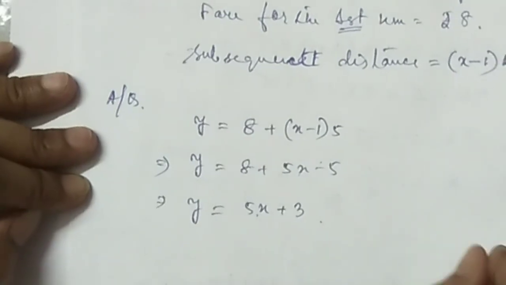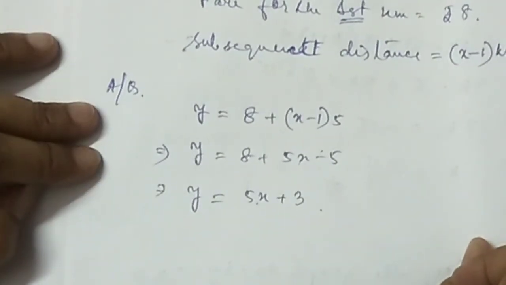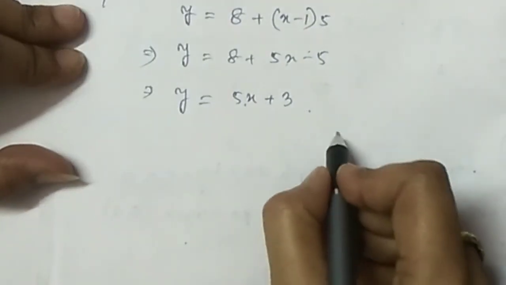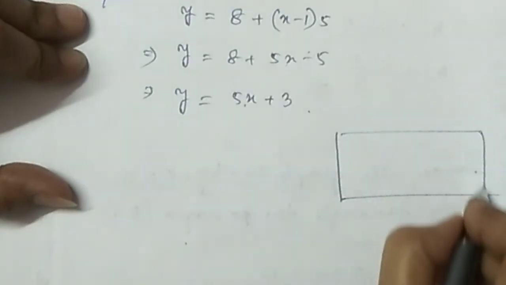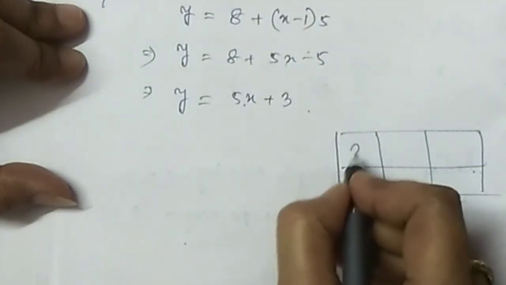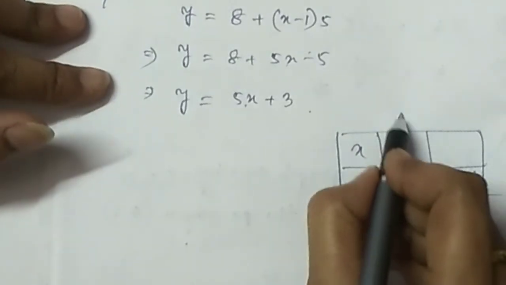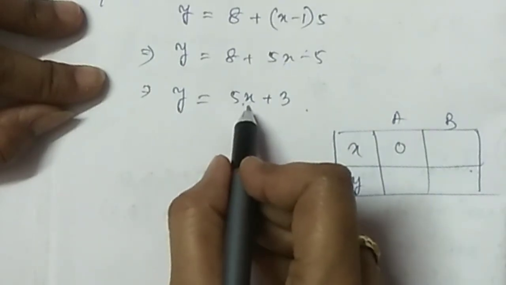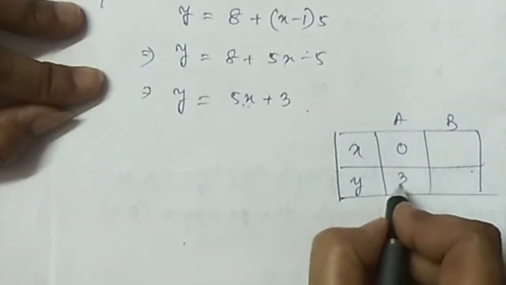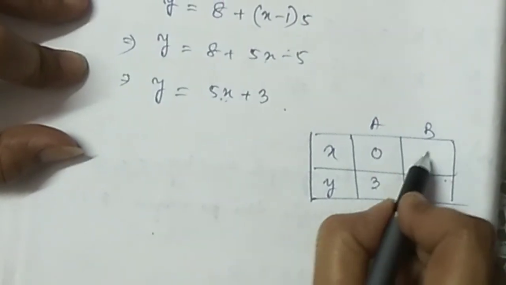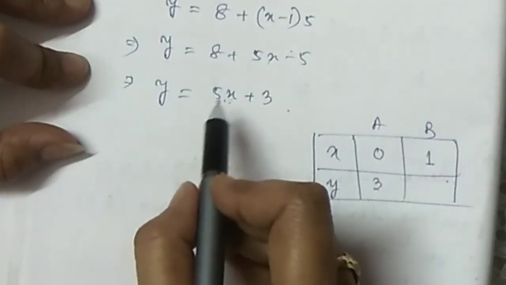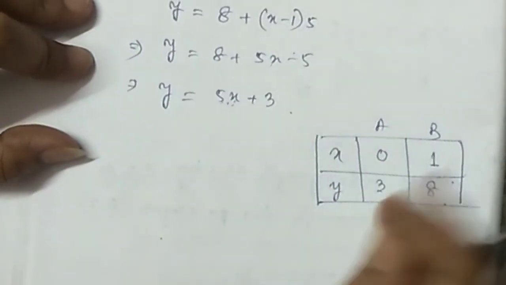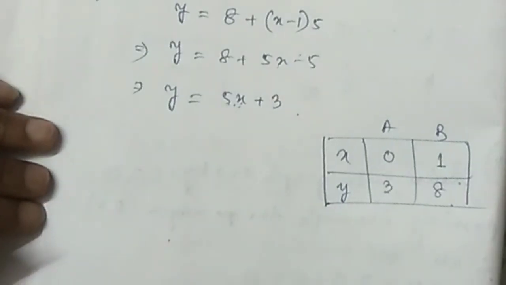Now make the table in a graph copy and draw the graph. So I'm showing you how to make the table once more. x and y, if it is 0, so 3 plus 0, y is 3. If I take 1, you can take anything, then if it is 1, 5 ones are 5, plus 3, 8. These are the 2 points you place on the paper and make the graph.